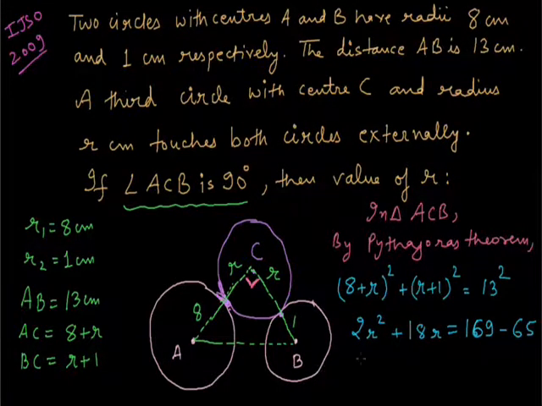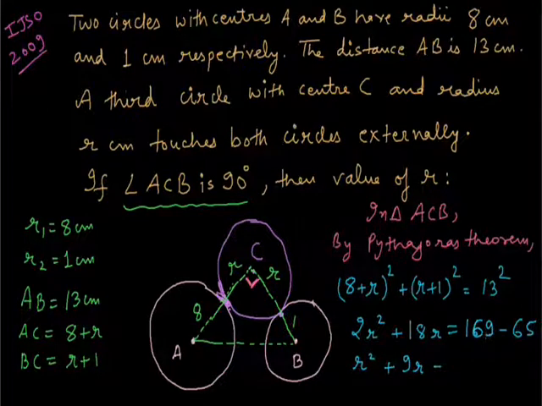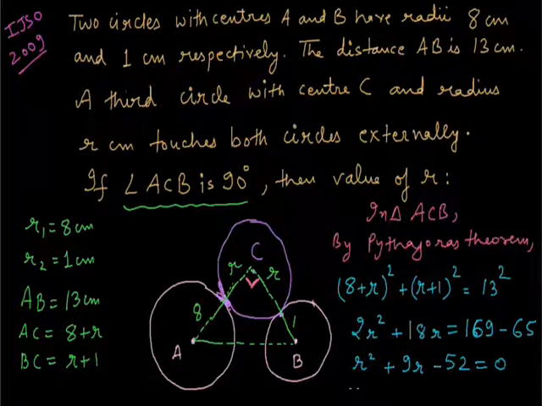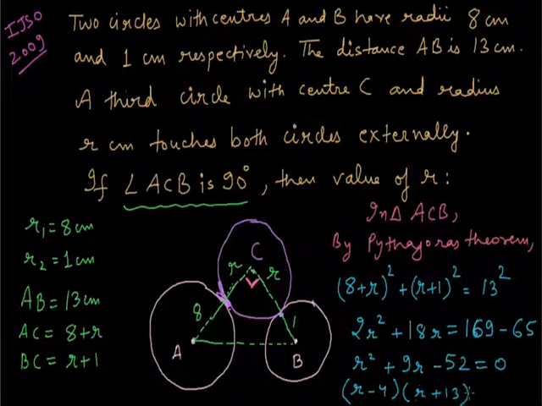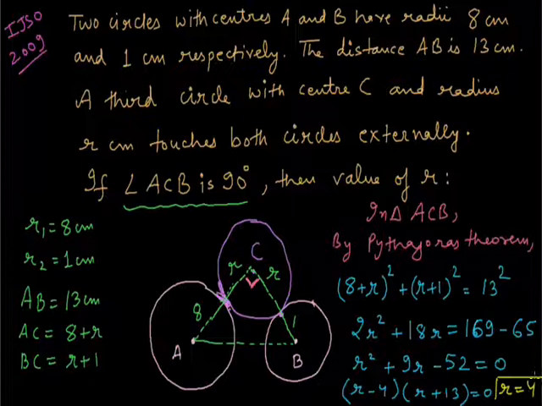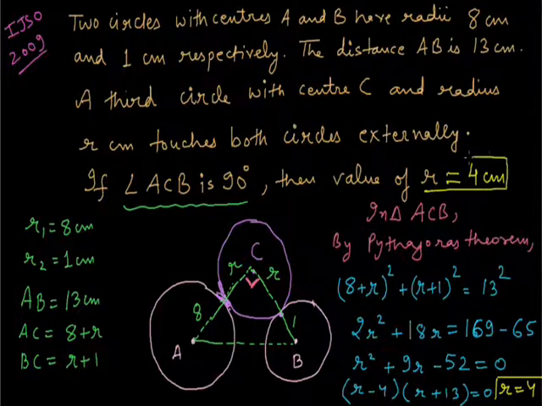On further solving, you will get R square plus 9R minus 52 equals 0, since after subtraction it becomes 104, and 104 by 2 is 52. The factors of this quadratic in R are given by (R minus 4) into (R plus 13) equals 0. R equals minus 13 is not possible because the radius has to be positive. Therefore the only solution satisfying the conditions is R equals 4. So the radius will be equal to 4 centimeter. This is the final answer. Let us take one more question. Now, this question has appeared again in IJSO 2009.